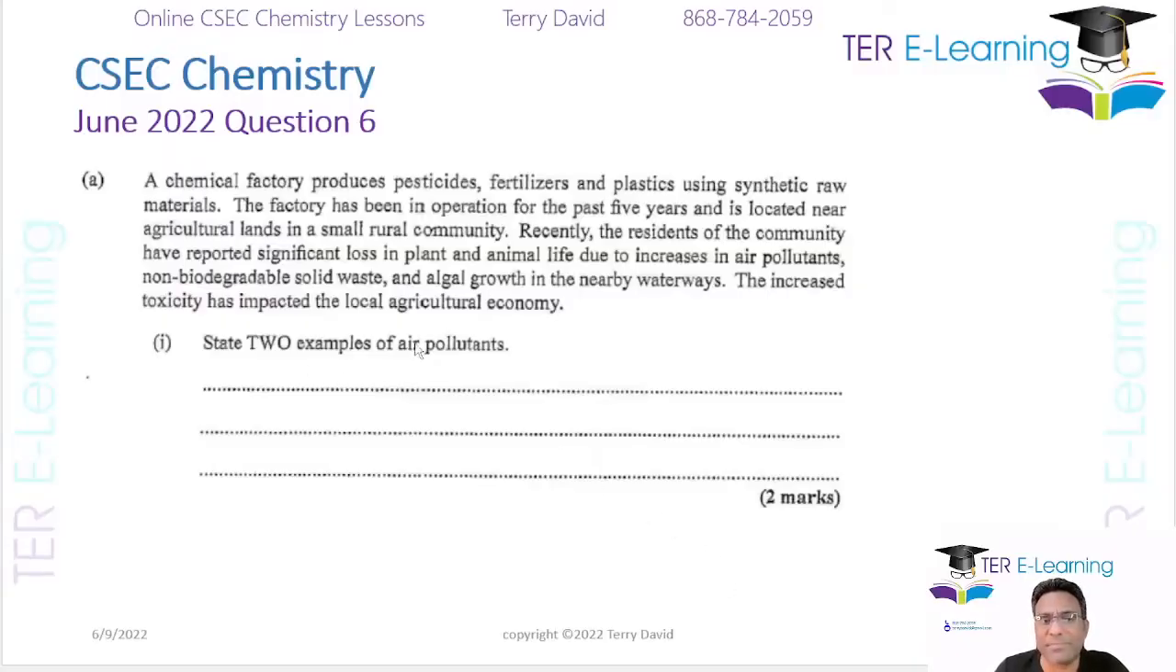So now if you notice, they said plastics, eh? So if you have plastics there, we could potentially have air pollutants, CFCs could be one, right? You can have SO2, yeah. They said they're producing pesticides and fertilizers, right? So you can have NO2. All of these things can be produced here, but I want 2 examples of air pollutants.